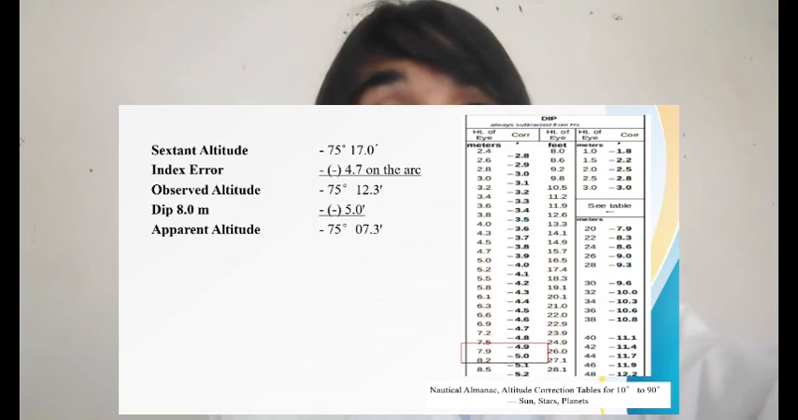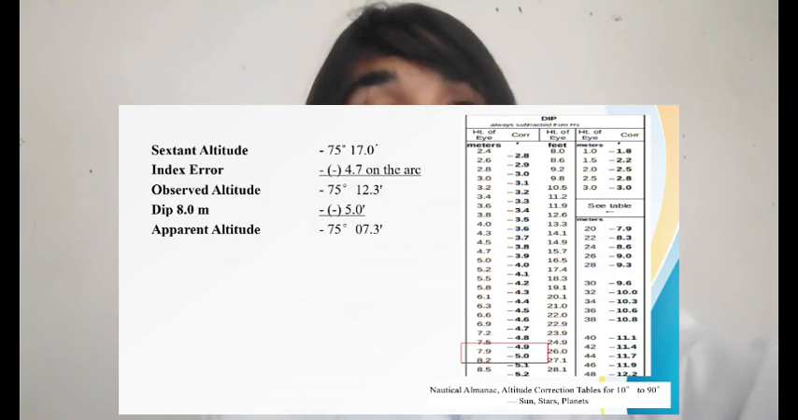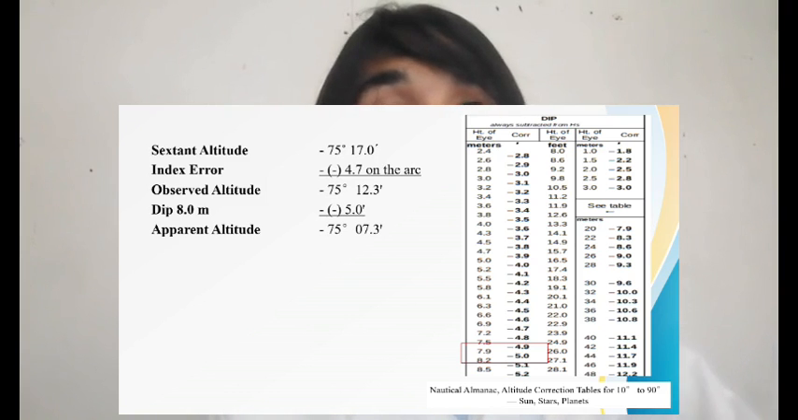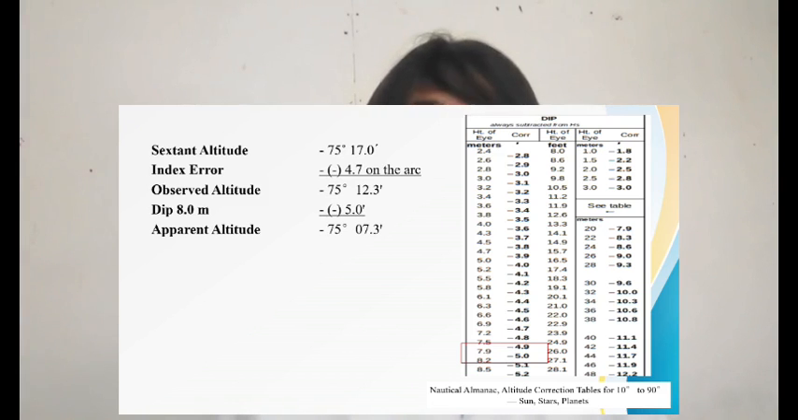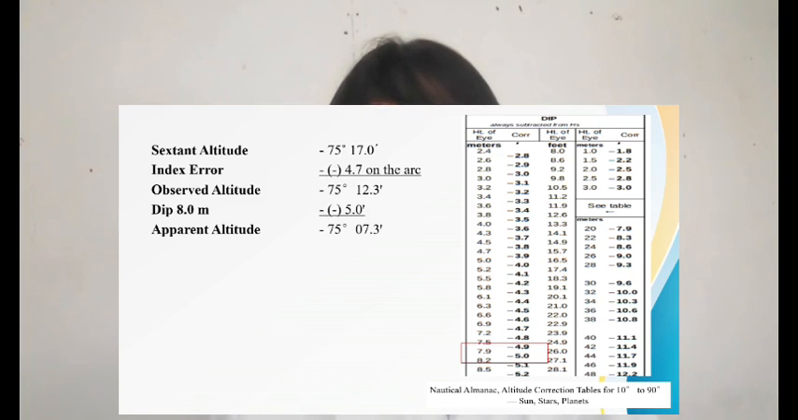Now that we know the given data, we're going to organize it in the standard format, the same as in the presentation. Next step is to find the observed altitude of the celestial body, its dip, and its apparent altitude. Remember that the observed altitude is the algebraic sum of the sextant altitude and the index error. Our sextant altitude is 75 degrees and 17.0 minutes, and our index error is 4.7 on the arc, so we're going to use subtraction here. 75 degrees 17 minutes minus 4.7 is 75 degrees and 12.3 minutes. So our observed altitude is 75 degrees and 12.3 minutes.